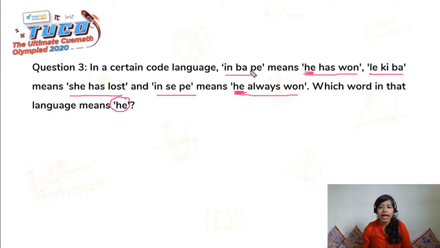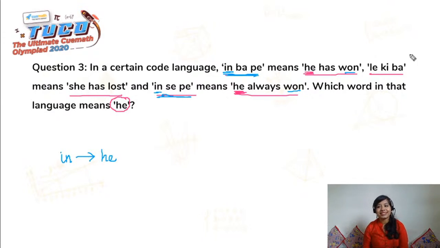So can I say that I can also try to figure out some common word in these two statements? Because if you have he and he as common in these two statements, there should definitely be some word which is in common in these two statements as well, right? So I can see that we have pe and pe, which can be assigned to won. And I could say in and in could be assigned to he and he. So can I say that in is nothing but he? We are not going to take the second statement into account because the second statement does not have he. And what we need from this question is the word that means he.